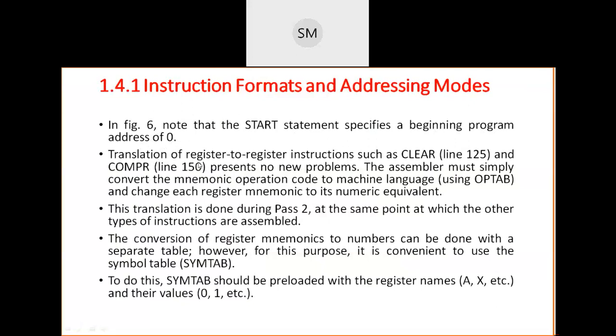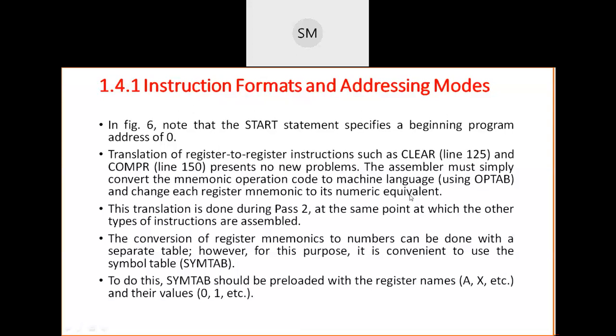Okay, so translation of register-to-register instructions such as CLEAR and COMPR presents no new problems. Using these register-to-register instructions and any other special instructions will not give us any problem. The assembler must simply convert the mnemonic operation codes to machine language using OPTAB and change each register mnemonic to its numeric equivalent. So if it is an instruction with memory, you just translate or convert it into its machine language equivalent.